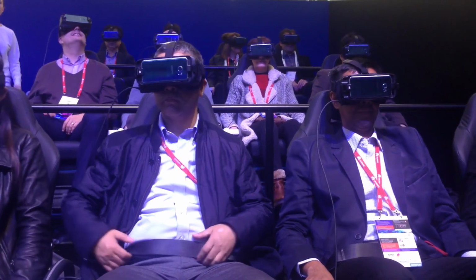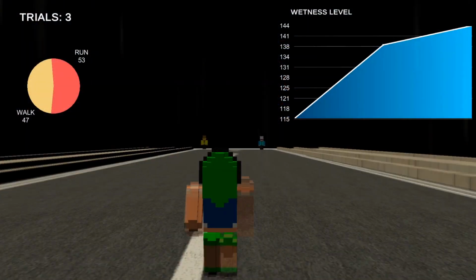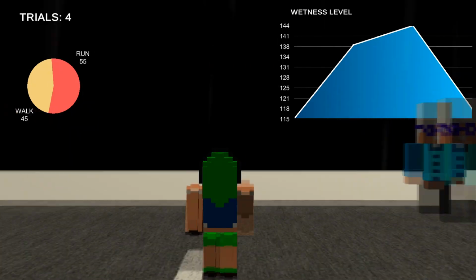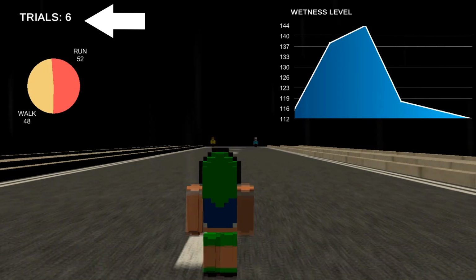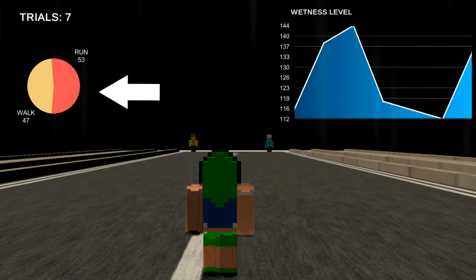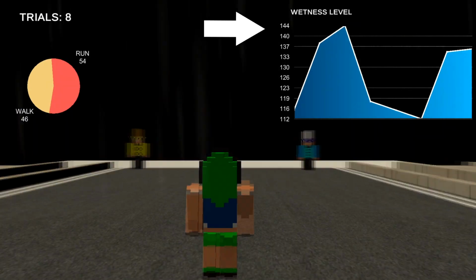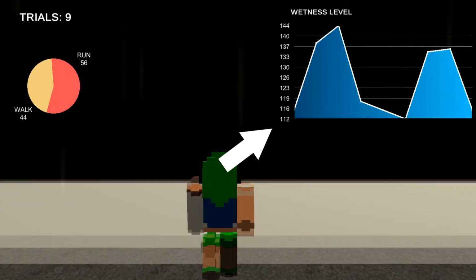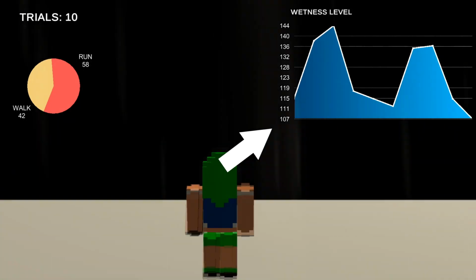Alright, ready for the simulation? Here we go! If you are really careful, you can see the AI switch in between walking and running every few steps. The switch will become more clear as it continues to learn. At the top left, you can see the number of trials so far. Below that, you can see the decisions made by the AI through the walk and run rates. At the top right, you can see how the wetness level changes with each trial. The bottom number at the y-axis denotes the minimum wetness level the AI managed to achieve so far.